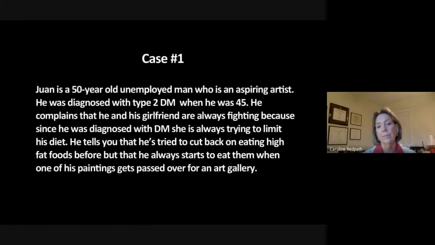So Juan's a 50-year-old unemployed man who's an aspiring artist. He's diagnosed with diabetes when he's 45, and complains that he and his girlfriend are always fighting because of his diagnosis. She's always trying to limit his diet. He tells you he's trying to cut back on eating high-fat foods, but he always starts to eat them when one of his paintings gets passed over for an art gallery. So we might stay with some of the traditional general effects of this behavior about diabetes.